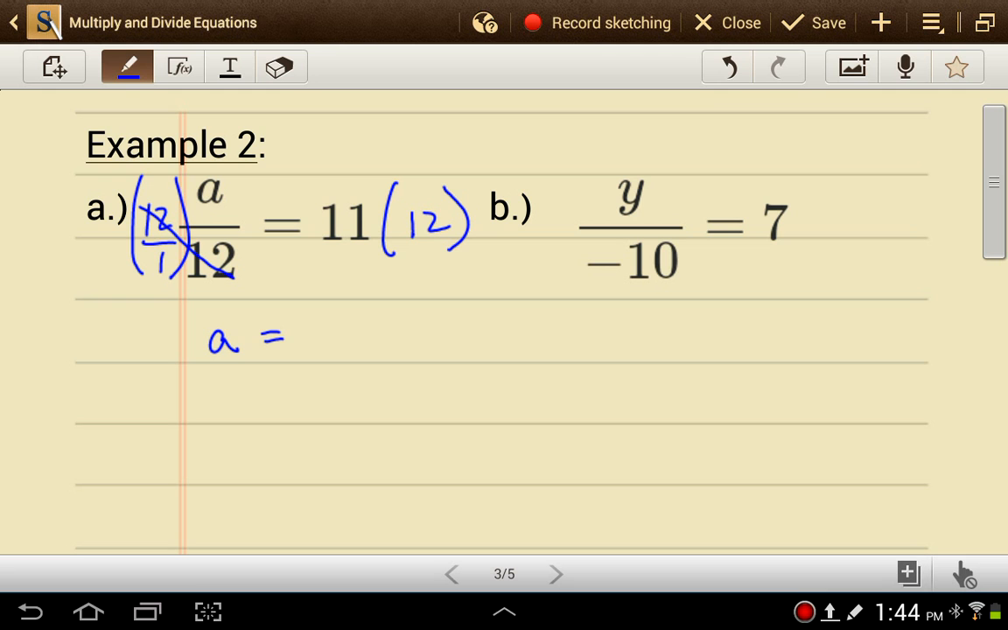On the other side, I do 11 times 12, and 11 times 12 is 132. I don't have any negatives to worry about. And there's my answer. I can check my work. 132 divided by 12 is 11, so I'm good.